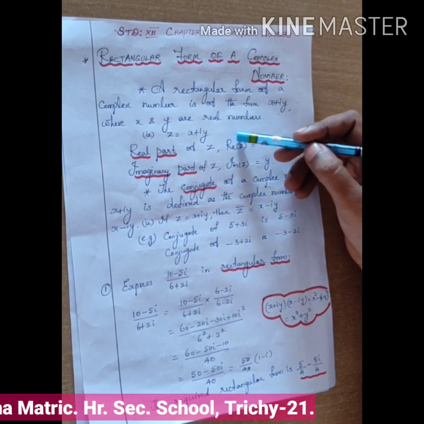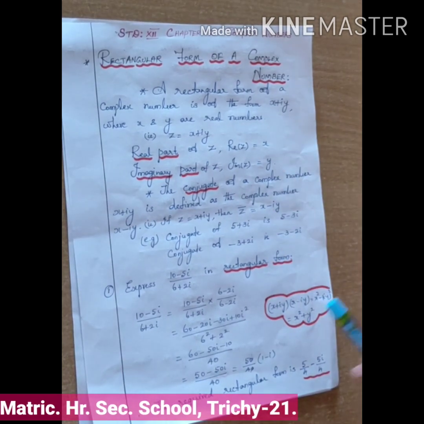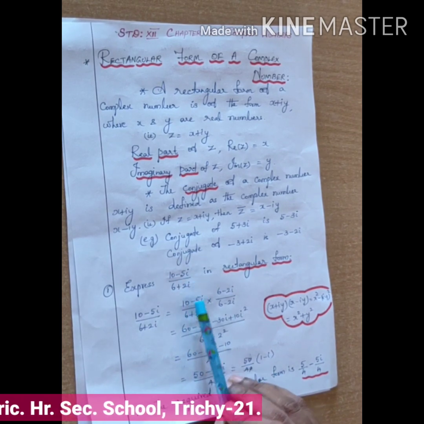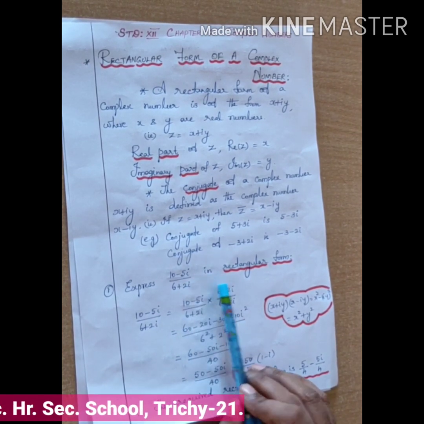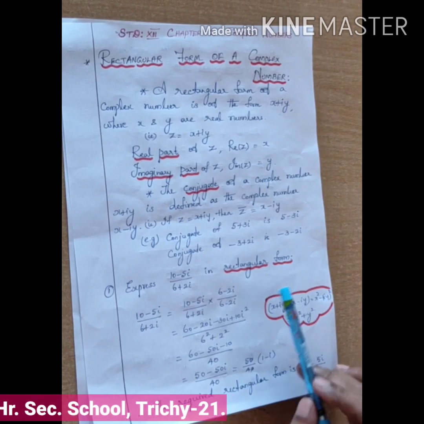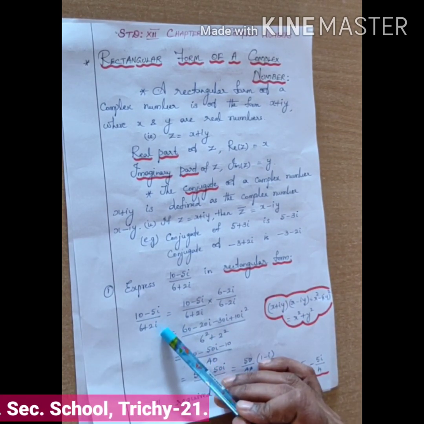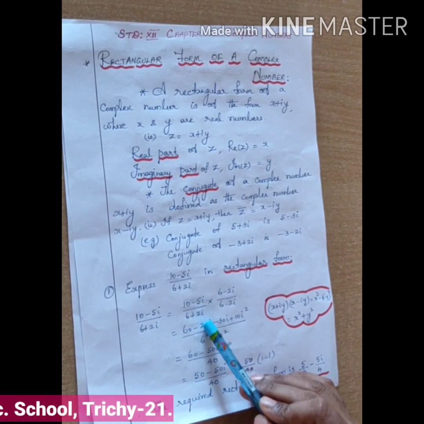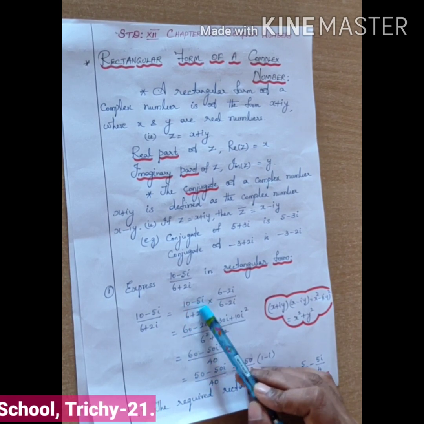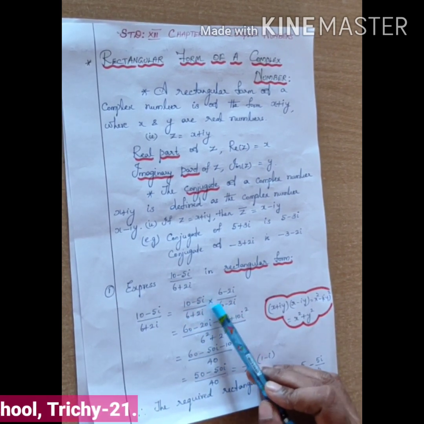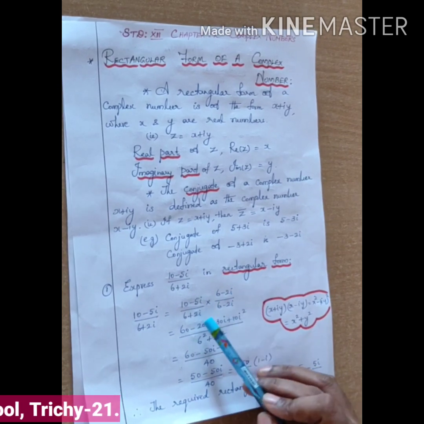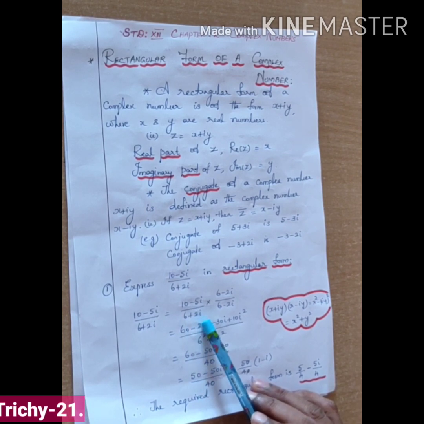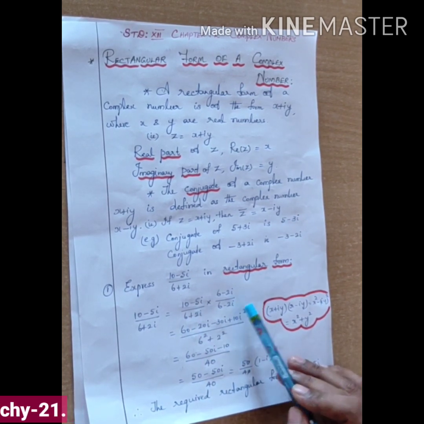So now with the help of these 2 points, we can solve the first question. Express 10 minus 5i divided by 6 plus 2i in rectangular form. First we are writing the question as it is. 10 minus 5i divided by 6 plus 2i. Always we have to write the conjugate of the denominator. Multiply and divide by the conjugate of the denominator. Conjugate of 6 plus 2i is 6 minus 2i.